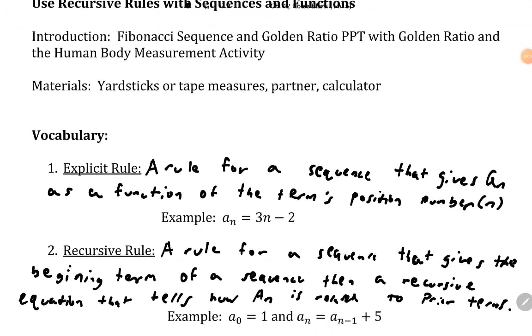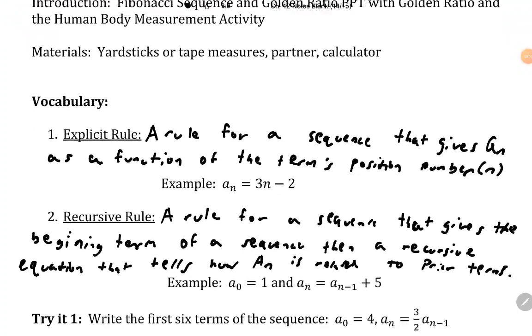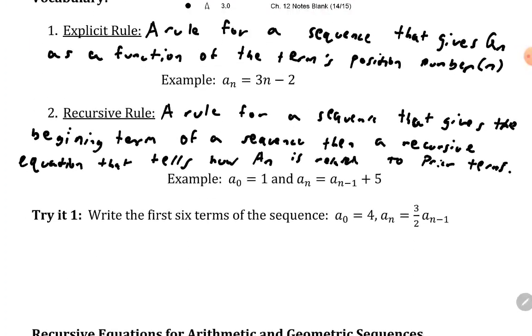Today in Algebra 2 we'll be looking at recursive rules with sequences and functions. So, just a little review. An explicit rule is a rule for a sequence that gives a sub n as a function of the term's position number. So, for example, 3n minus 2. If we wanted to find the 20th term, we would plug 20 in, and that would give us a sub 20, or whatever the 20th term is.